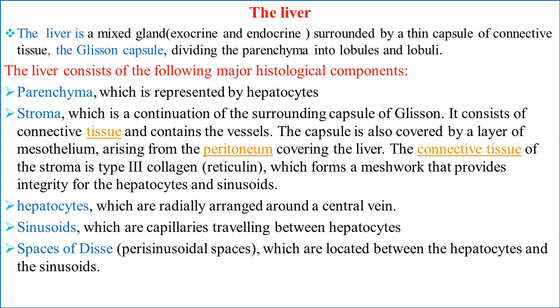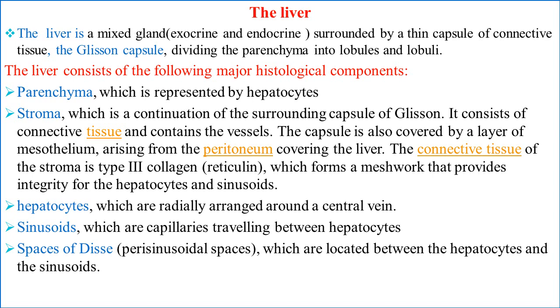The liver is surrounded by a thin capsule of connective tissue تسمى بالglisson capsule, dividing the parenchyma into lobes and lobules. The liver consists of the following major histological components: the parenchyma and the stroma. The parenchyma is represented by the hepatocyte. The hepatocytes are radially arranged around the central vein.